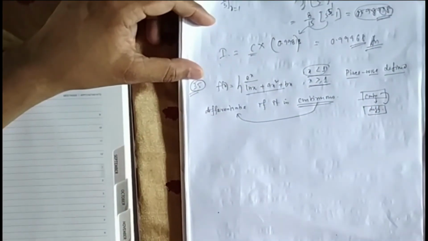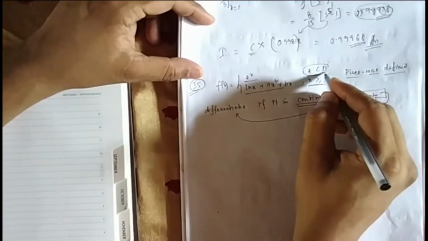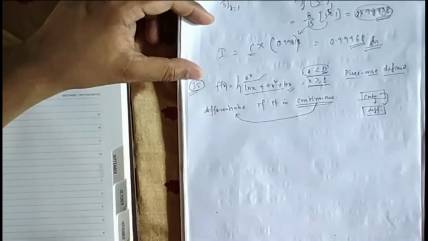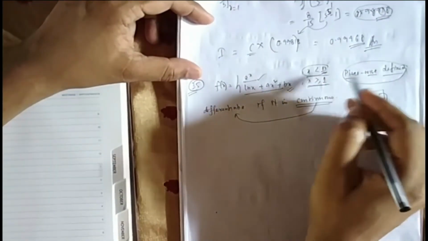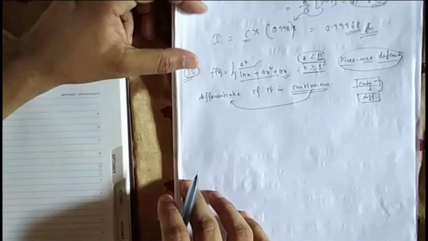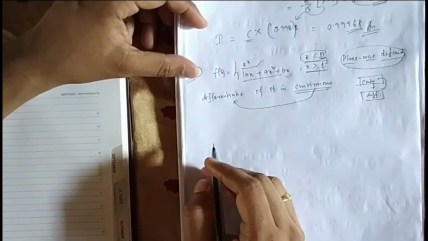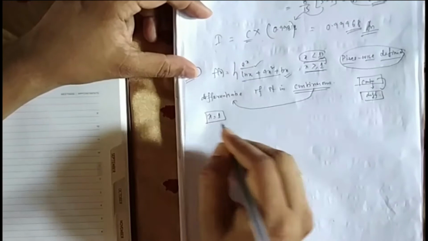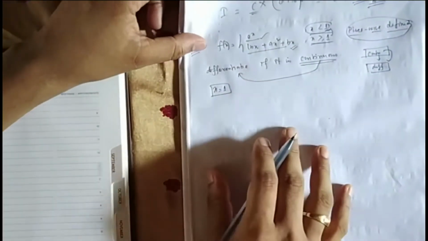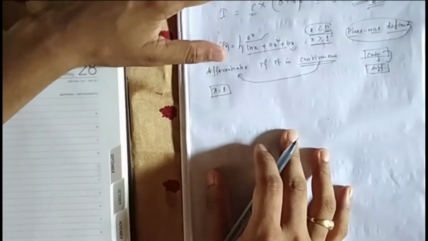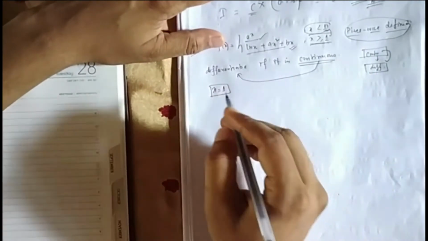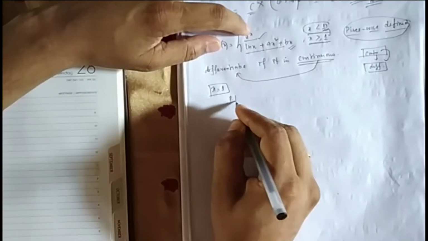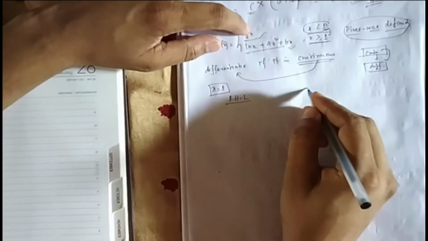The breakpoint, if you can see, is 1, because below 1 is one type of function, above 1 is another type of function. So from a piecewise defined function, by seeing the breakpoint, you can get an idea where to check the continuity and differentiability. That means we will be checking continuity and differentiability at x equal to 1. Continuity means the left hand limit and right hand limit should be the same.